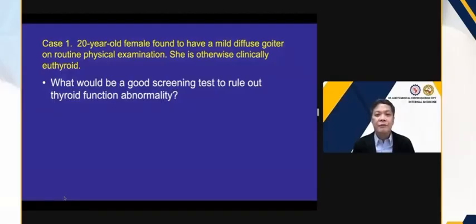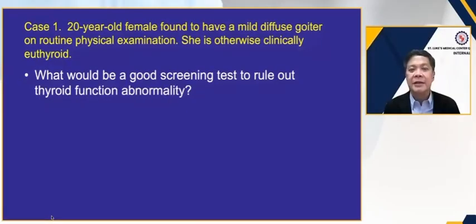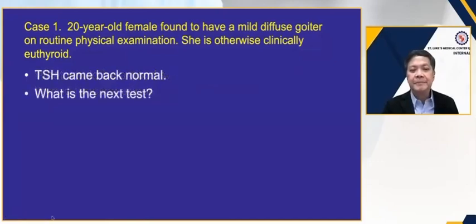So that's to have mild diffuse goiter on routine physical examination. She is otherwise clinically euthyroid, meaning no symptoms at all. So in this case, it would be a screening test. All you have to do, just because of the goiter, what we know is people with nodules or anatomic abnormality will have a higher risk of functional abnormality. It might be very subtle for them to feel it. So therefore, one needs to request for TSH as a screening test.